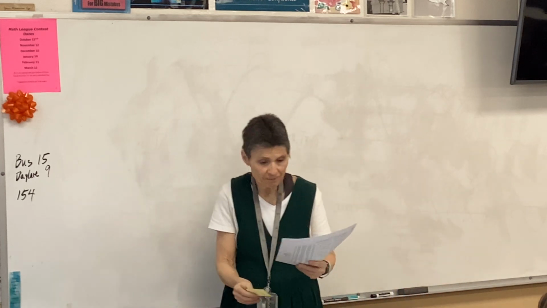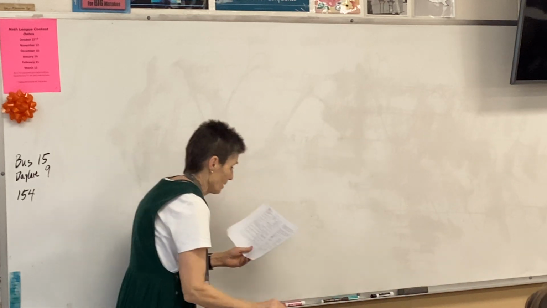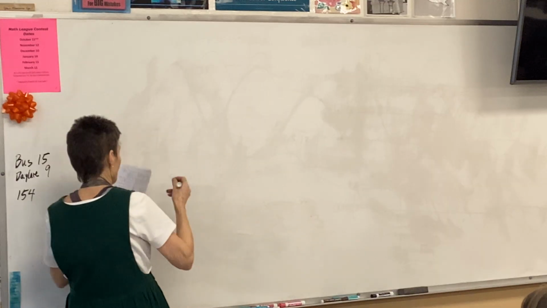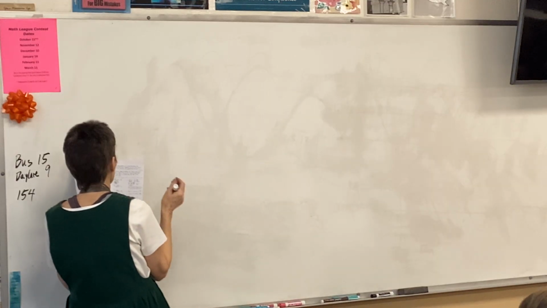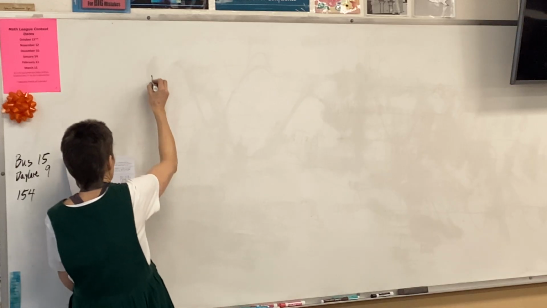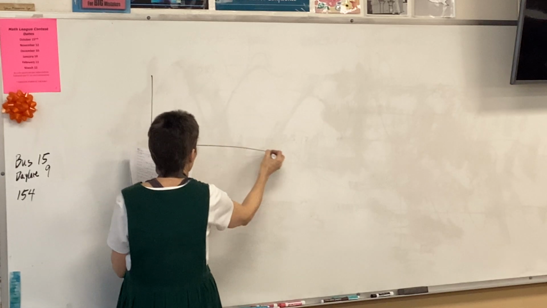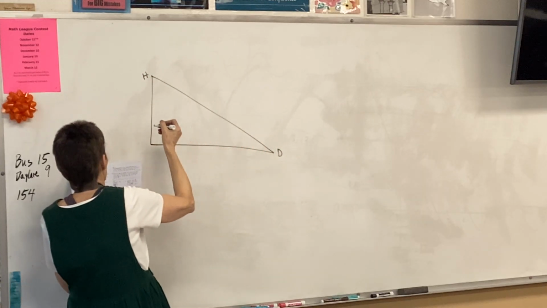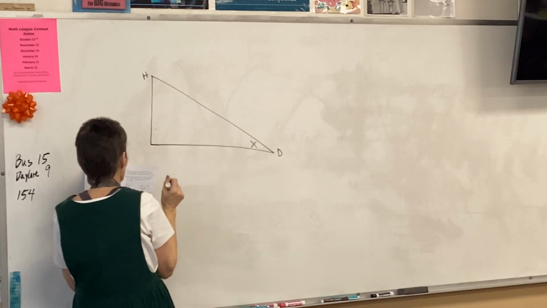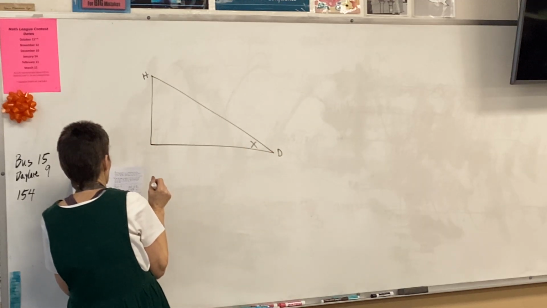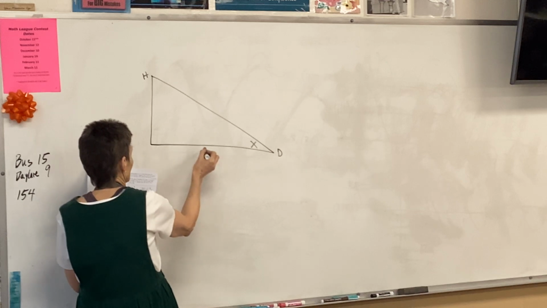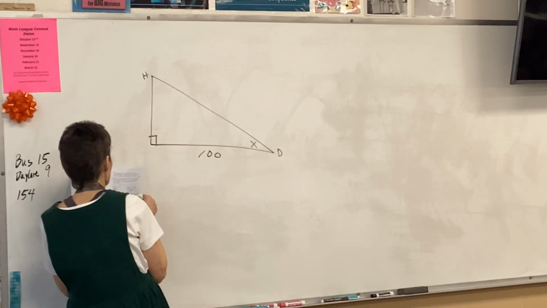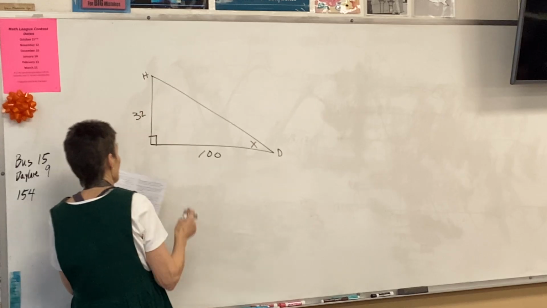All right, problem number 15. This is one of our little word problems. This is one of the easier ones. Find the angle of elevation of a duck in the pond to a hawk at the top of a tree. So here's my hawk, here's my duck. I want to find the angle. The duck is 100 feet from the base of the tree, and the tree is 32 feet tall.